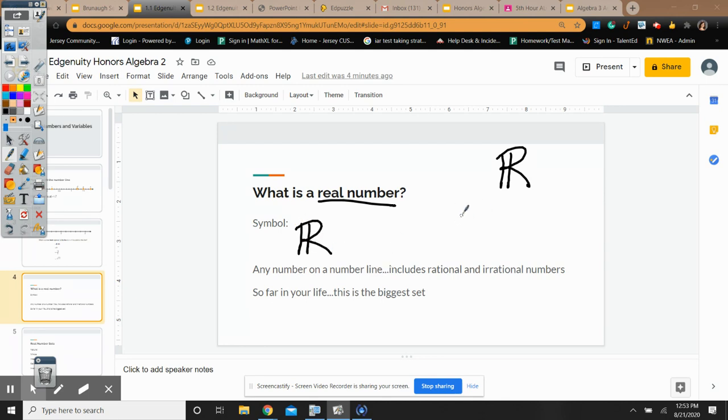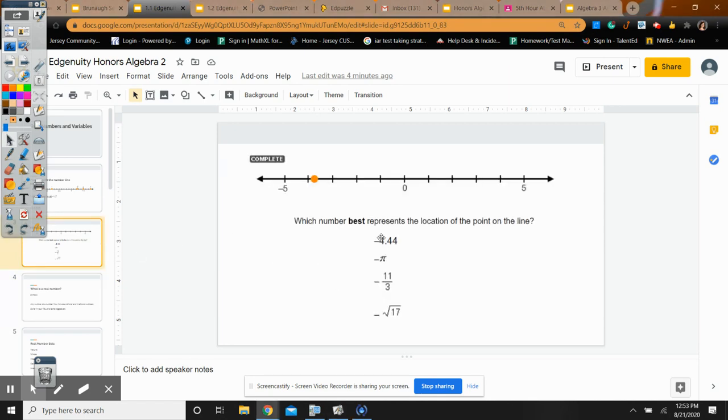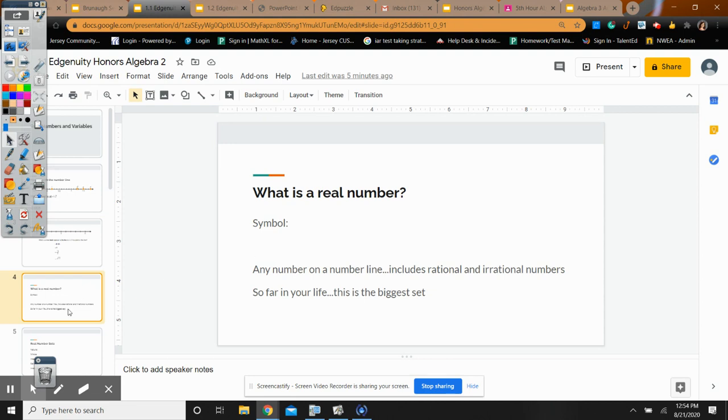Basically, if you can graph something on a number line, it's a real number. And so far in your life, this is the biggest set. This is pretty much all you have experience with. So when you go back to this page, all of these are real numbers. Even though negative pi has decimals that go on forever, it can be graphed on the number line. You can put it on here. So any number that can be on the number line is called a real number.